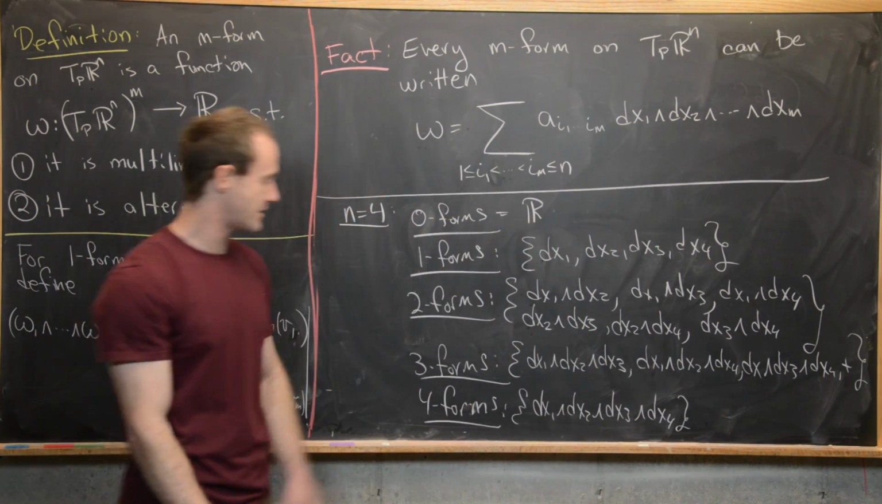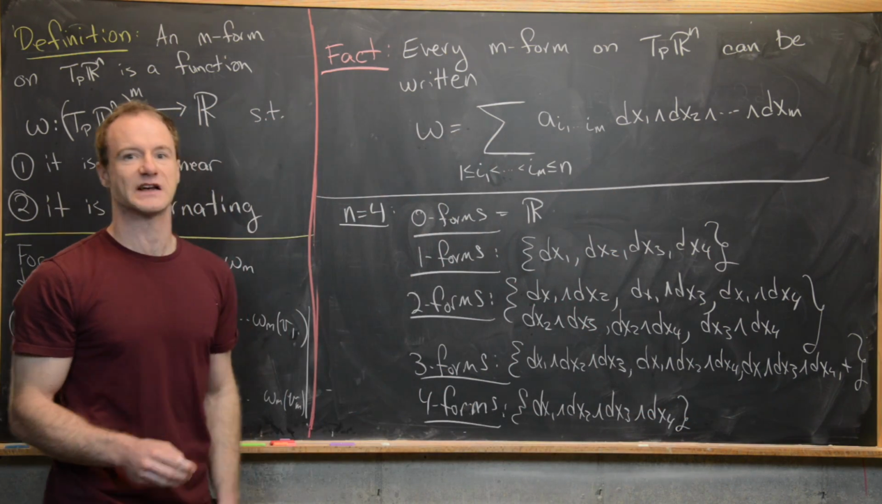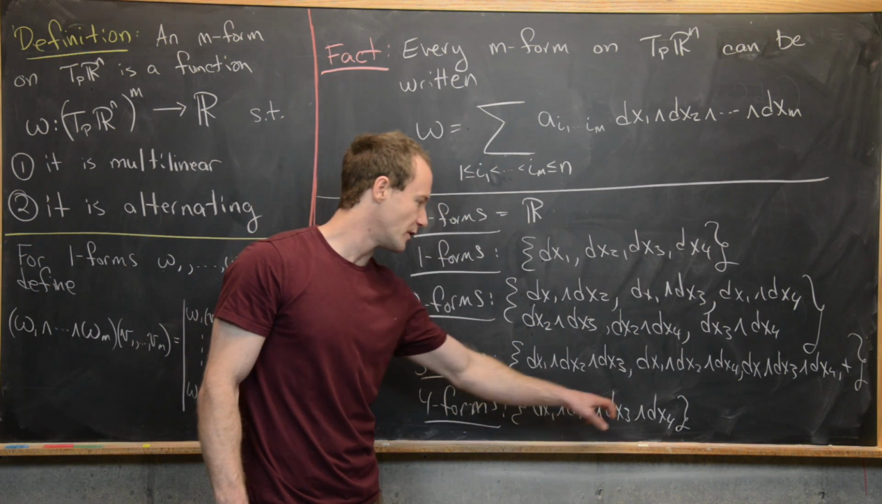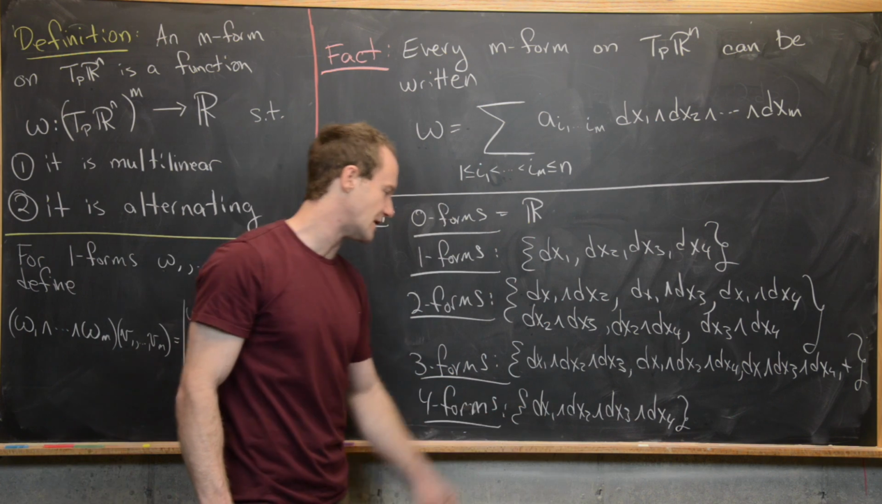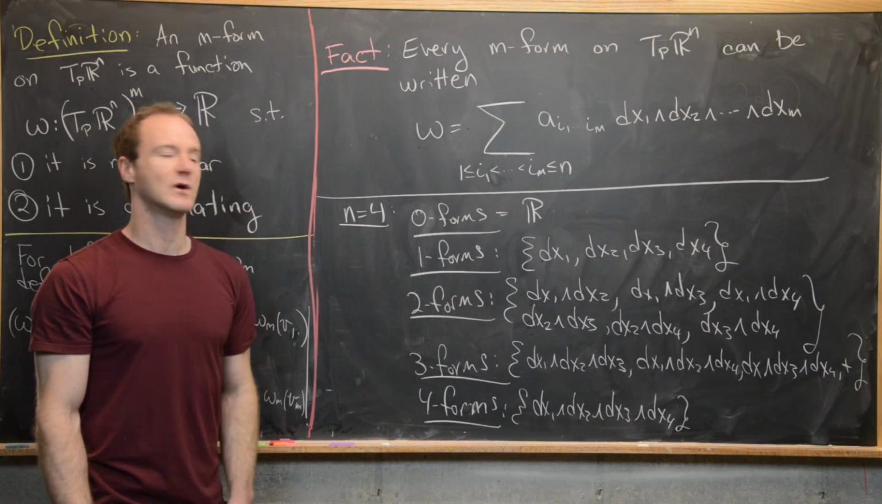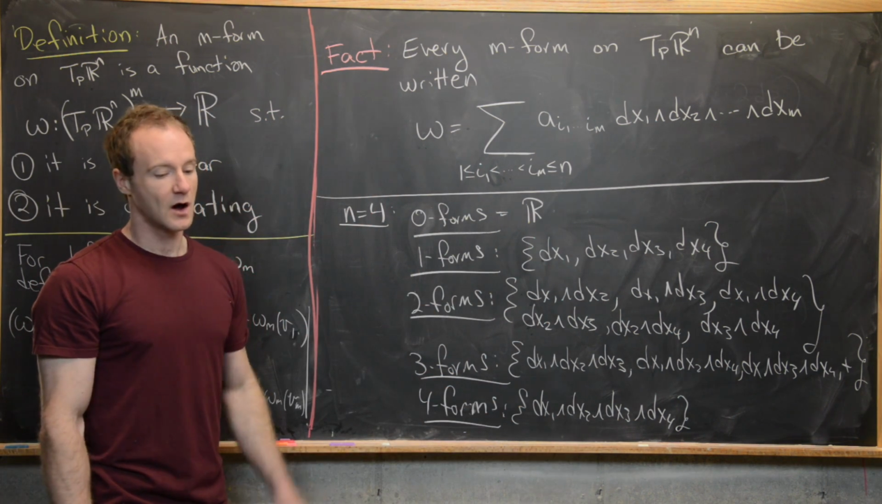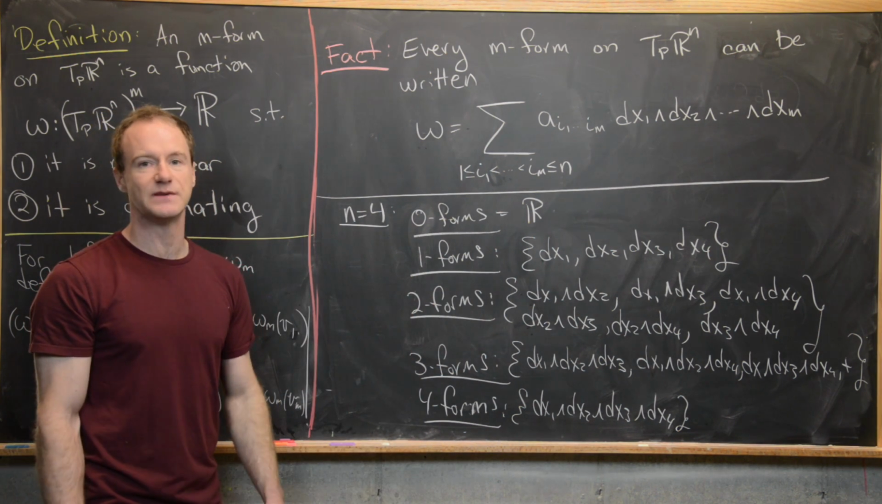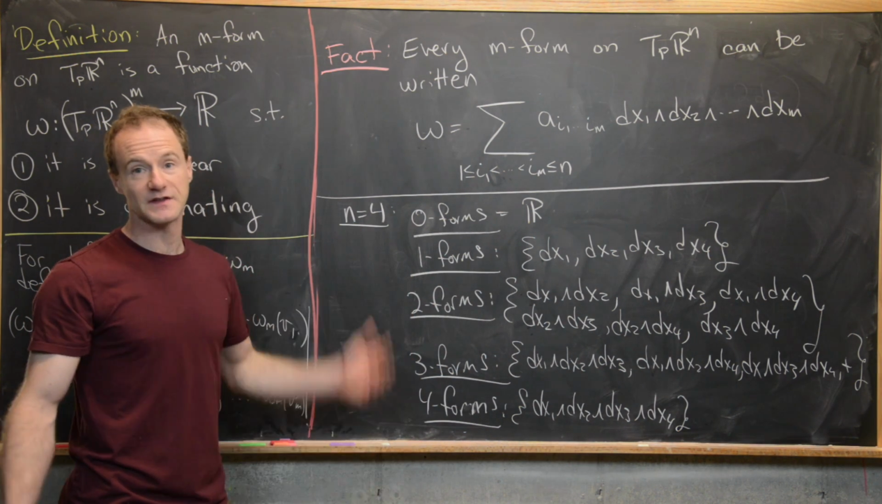And you might say, well, what about forms bigger than 4 forms, like 5 forms? But that's going to be impossible because the only way to get a 5 form is to repeat one of these. But if we repeat one of these, we get 0. Okay, so hopefully we've built some intuition on M forms on TPRN. I think this is a good place to stop.